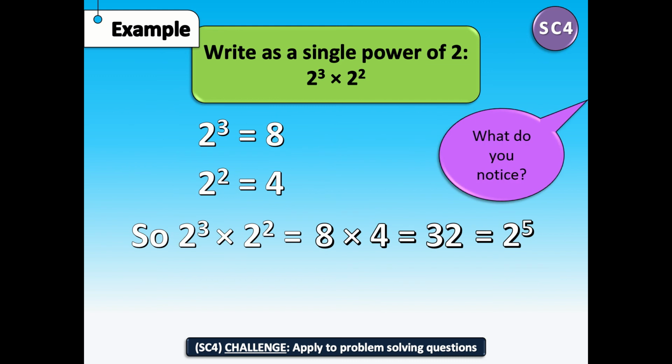So what do we notice about the powers and our final answer? Well, 2 to the power of 3 times 2 to the power of 2 we've shown is 2 to the power of 5. So when we add the indices, it makes our answer.